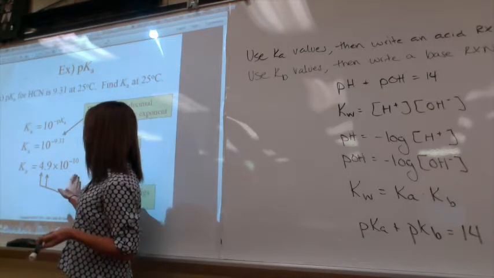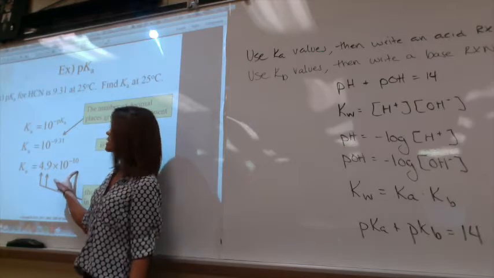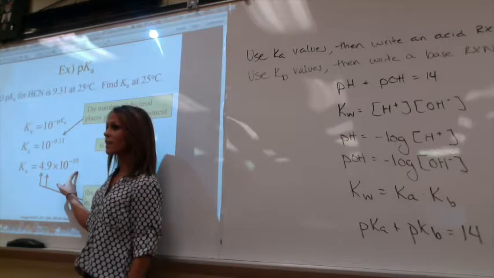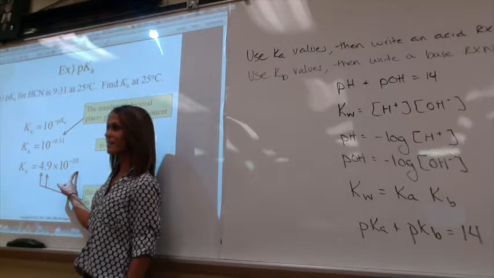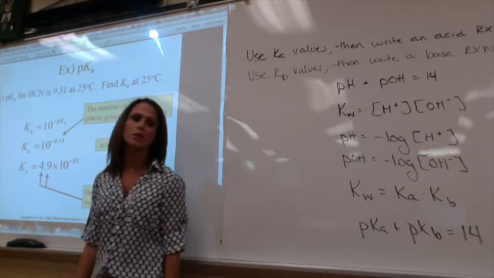So this is our Ka value. It's really low, which means that HCN is a weak acid. Got it? Right? That's how we can pay attention to the Ka values.